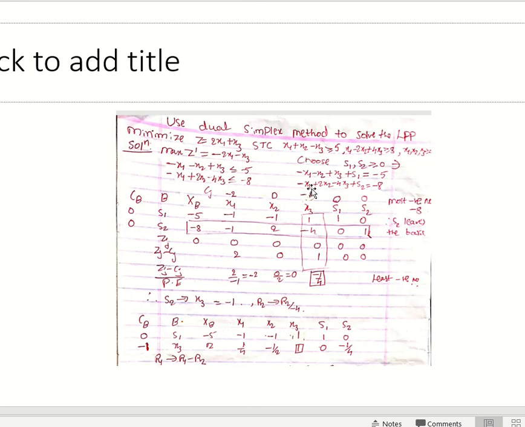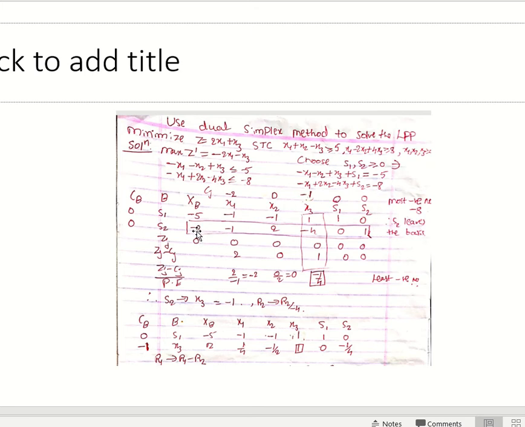Now come to the next one. Here the x1 coefficient is minus 1, x2 is 2, then x3 is minus 4, then there is no s1, that is 0, and the s2 value here is 1, and its RHS part is minus 8, that itself is XB.